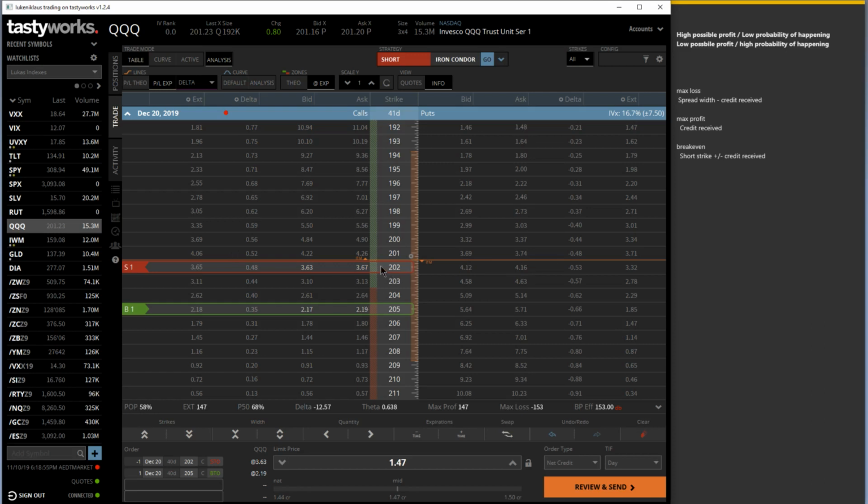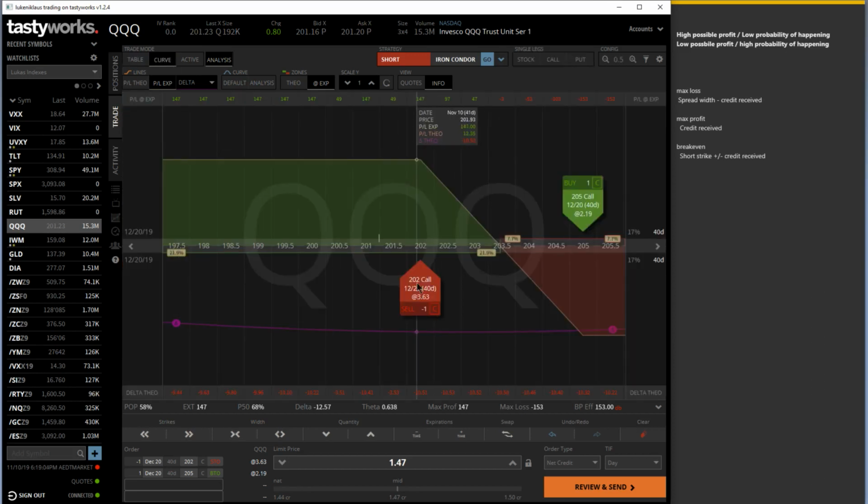And that's just because the credit that we take in is adding to it. This green line is showing the break even. Look at the curve: this is where the short strike is, and this is where the stock currently is. So it can go all the way up here, halfway into the spread, before we start losing money, at expiration. That is the great advantage in regards to probabilities with credit spreads.